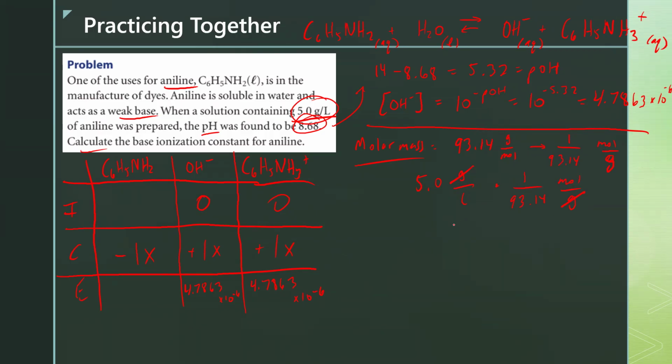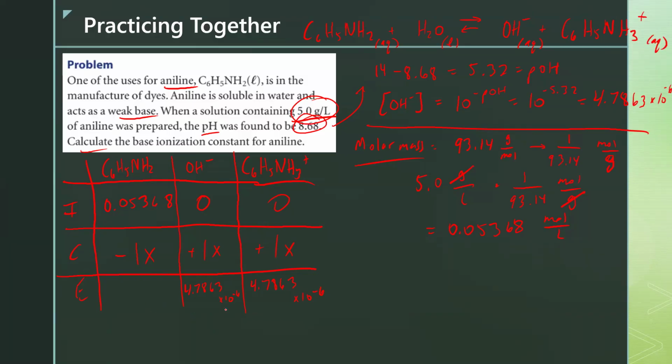Long story short, if you throw this in, we're going to get 5 divided by 93.14. Give me a second here. Let me just calculate that. 5 divided by 93.14 gives us 0.05368 moles per liter. And that's your initial concentration of that aniline. So I'm going to come back to my ICE chart and fill that out. Told you this one was going to be kind of crazy, but that was the worst part of it. Anyway, let's fill out the rest of our ICE chart now.